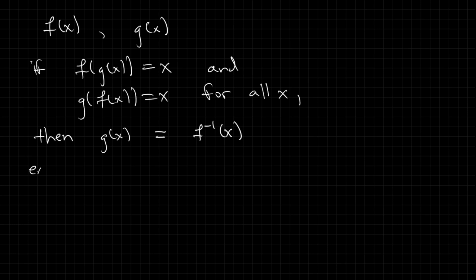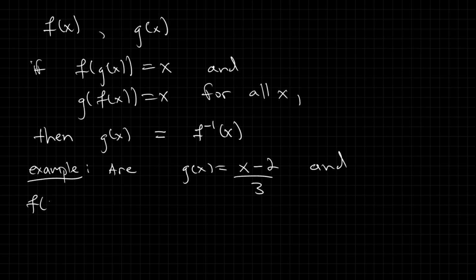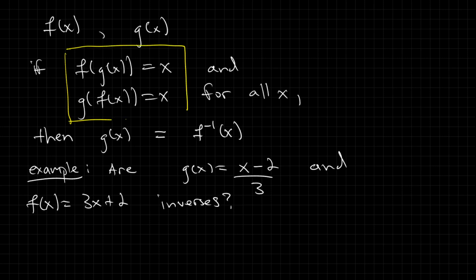So for example, are g of x equals x minus 2 over 3 and f of x equals 3x plus 2 inverses? What our previous discussion says is if you can determine that f of g of x and g of f of x is equal to x, then the answer is yes, they will be inverses. So let's see how that goes.